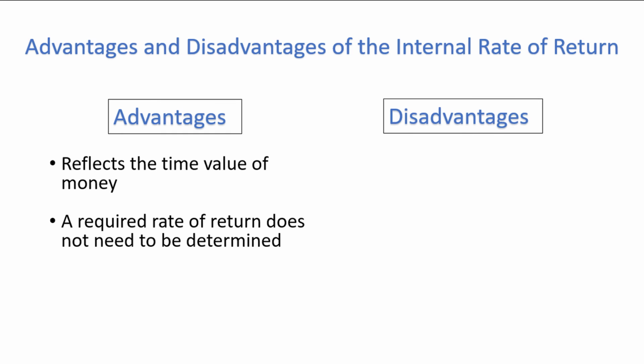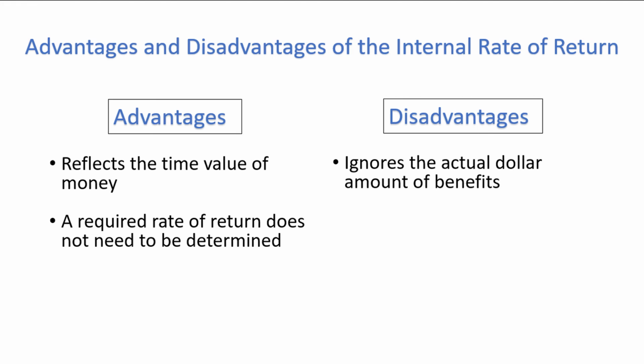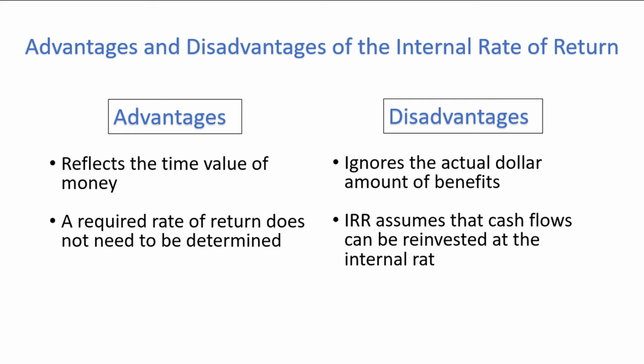Disadvantages include that the IRR ignores the actual dollar amount of benefits. A project providing 10 times as much cash flow as another project with the same IRR would appear equal if IRR was the only form of measurement used. There's also an implicit assumption that the future cash flows can be reinvested at the internal rate of return, which is often not a practicable assumption. For example, if the IRR was 8%, there is an assumption that cash flows earned throughout the period could be reinvested at 8%, which may or may not be the case.